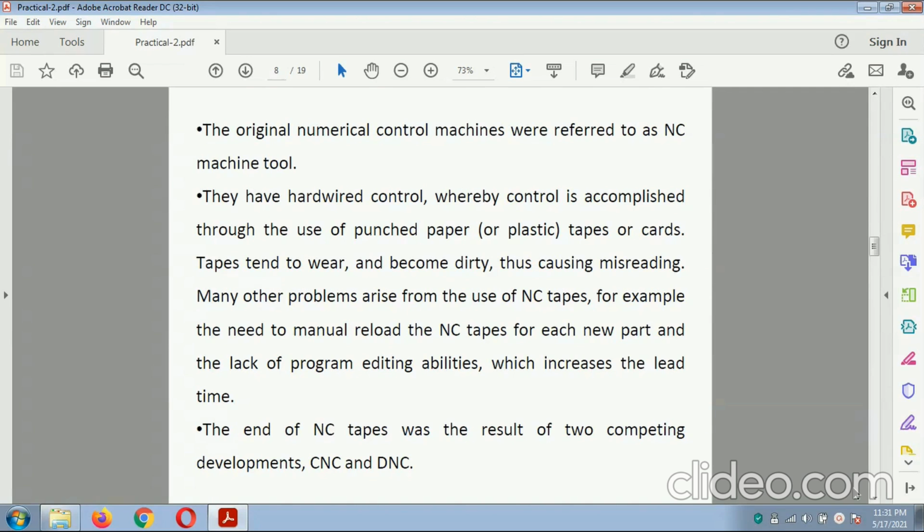The tapes tend to wear and become dirty, thus causing misreading. Many other problems arise from the use of NC tapes, for example the need to manually reload the NC tape for each new part and the lack of program editing ability, which increases the lead time. The end of the NC tape was the result of two competing developments, CNC and DNC.